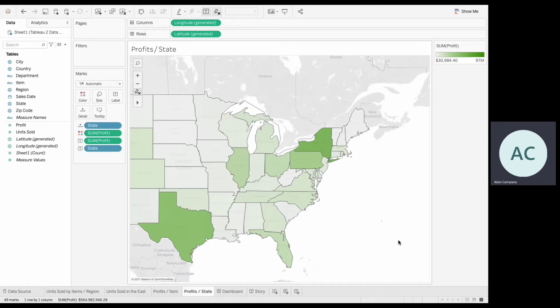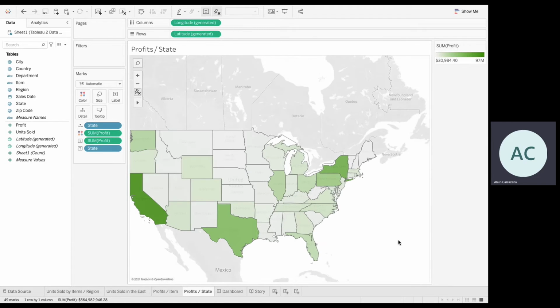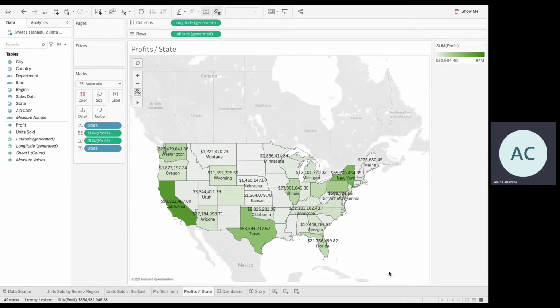So here on the map, you can see different shades of green that I chose, where the lighter green represents the states with lower profits compared to the darker green states that show the most profit. So by using this map, I was able to learn that California was the most profitable state in the entire country here. You can see how dark the green is, and California made about $96 million in profit here.